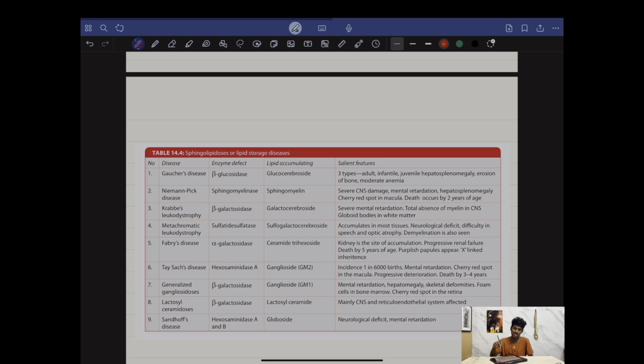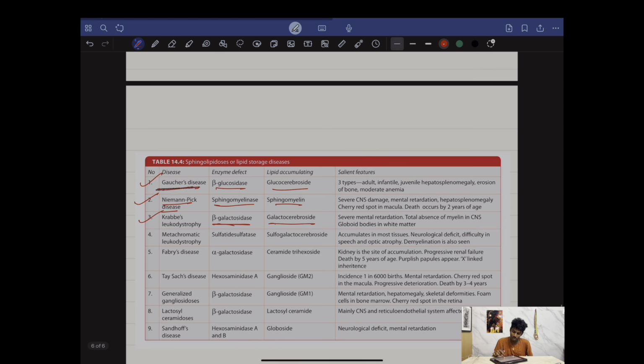Before that, let me discuss for 1 minute what is very important and what is not. Gaucher's disease, beta glucosidase, we discussed this. Niemann-Pick disease, sphingomyelinase, we discussed this. Krabbe's leukodystrophy, beta galactosidase, galactocerebroside, we discussed this. Other stuff, if you see gangliosides, we discussed GM1 and GM3 only. GM1 means there are 4 molecules of sugar, and GM2 means 3 molecules of sugar. Not much you can remember.